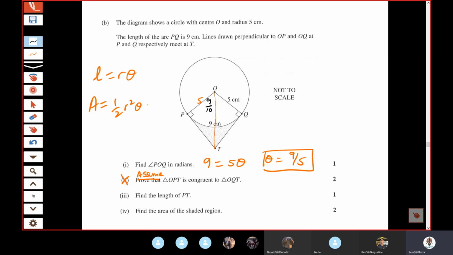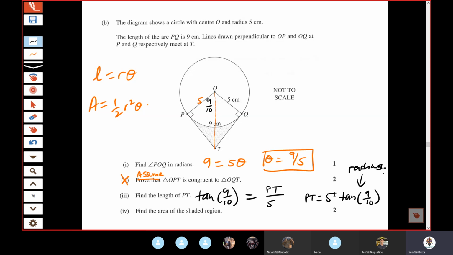Divide by 2. This is 9 on 10. Now you have your angle. You've got one side. You can find this. SOHCAHTOA. Please be careful. Opposite over adjacent. When you're doing tan, 9 over 10. Is this in degrees? No, your calculator must be in radians. Opposite over adjacent. So PT equals 5 tan of 9 on 10. This must be in radians.